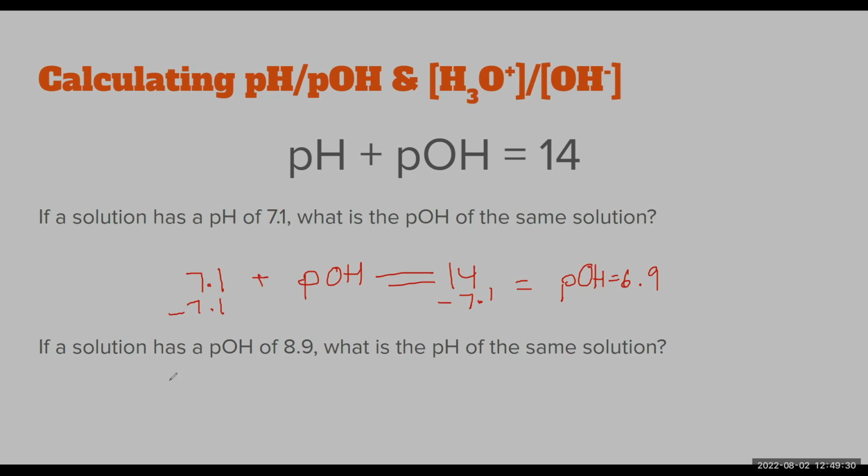The next example, if a solution has a pOH of 8.9, what will be the pH? So this is just the backwards or the other way. So I could just write what we do know, what we don't know. What I could do is just put pH plus 8.9 gets us 14. So 14 minus 8.9 gets us 5.1. So the pH of a solution that has a pOH of 8.9 would be 5.1.